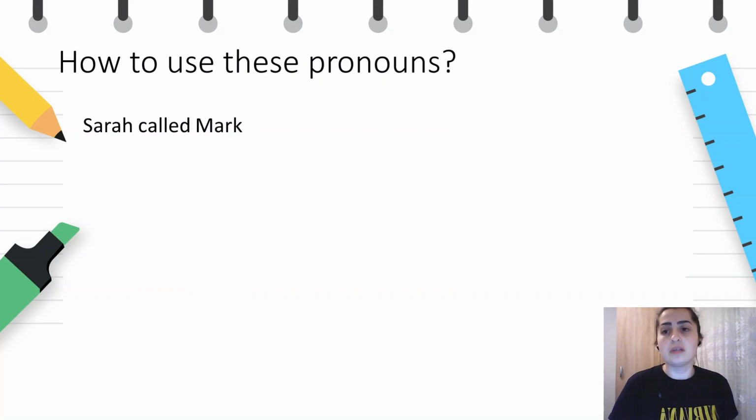The first example is Sarah called Mark. Which words here are the nouns? We have Sarah and Mark. Sarah and Mark are the nouns. Which noun here is the subject and which is the object? Sarah is the subject of the sentence and Mark is the object. So Sarah, being the subject, is the one calling Mark, while Mark is the one being called, being an object.